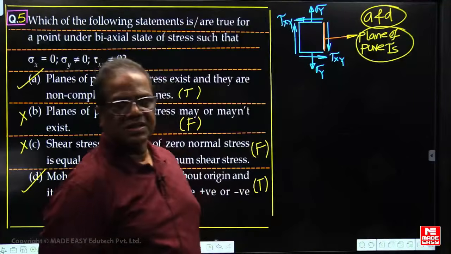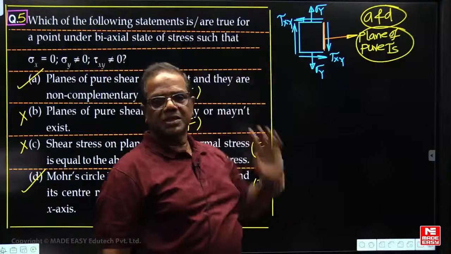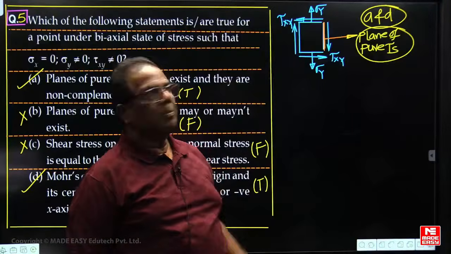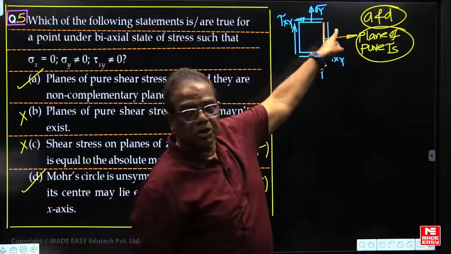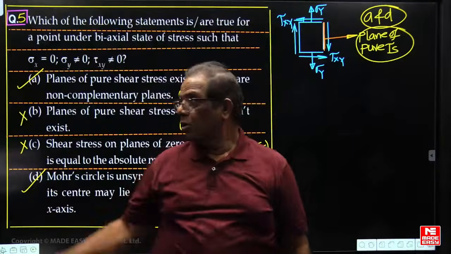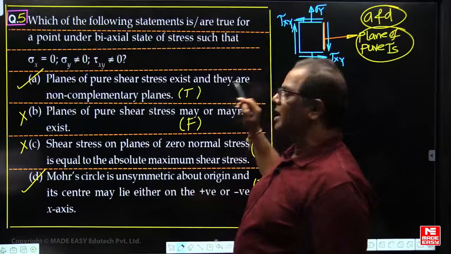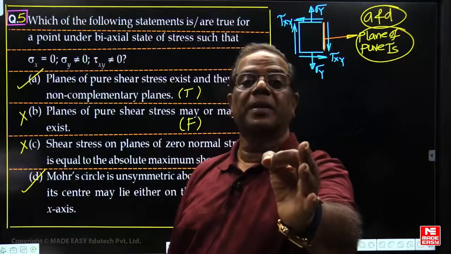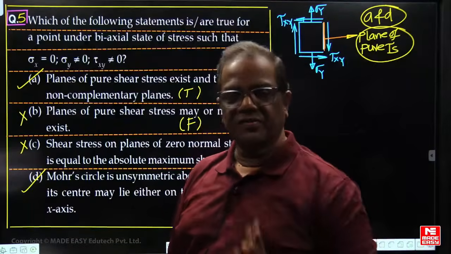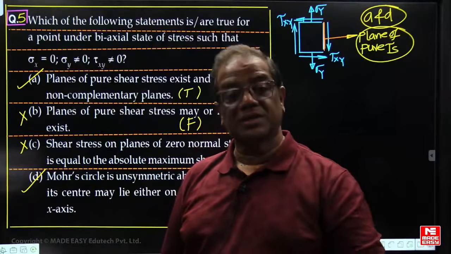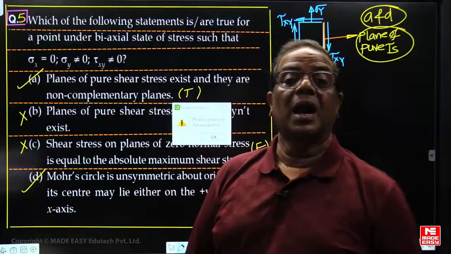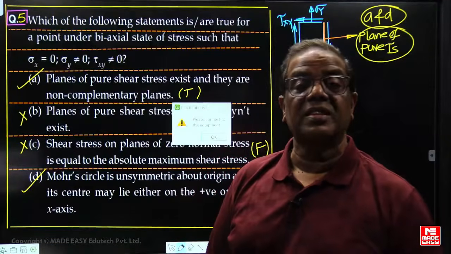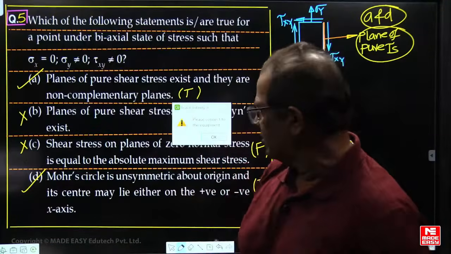Plane of pure shear stress है, एक ही shear stress है, but this is not plane of pure shear, means they are not complementary. So plane of pure shear exist करेगा, but they are not complementary planes. When the planes of pure shear stress are complementary under pure shear state of stress, planes of pure shear stress will become complementary under pure shear state of stress. That is when sigma x plus sigma y is 0.